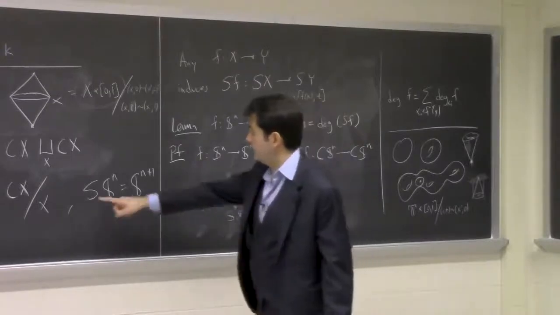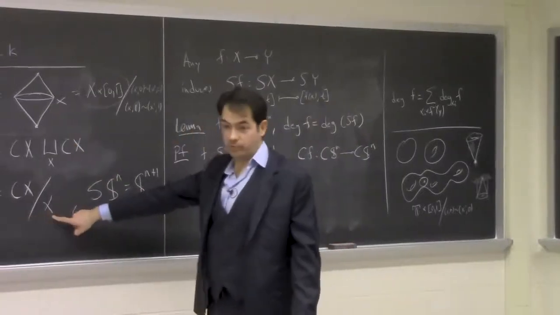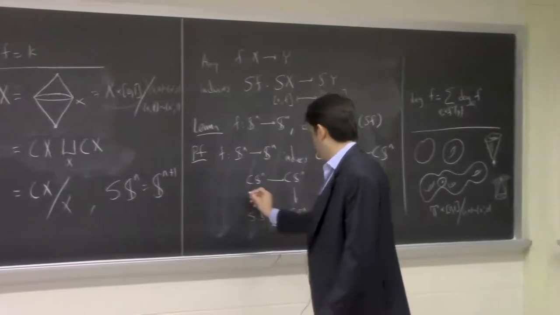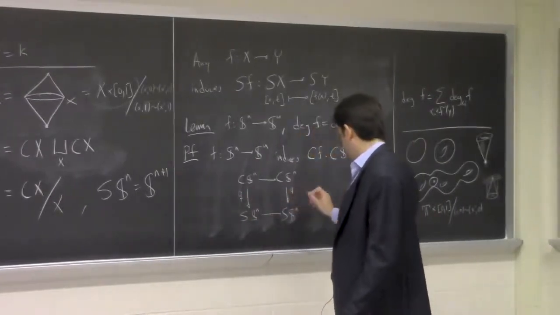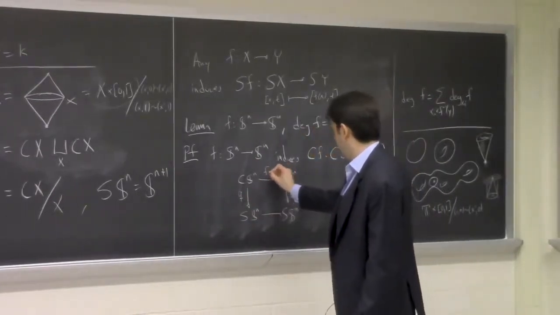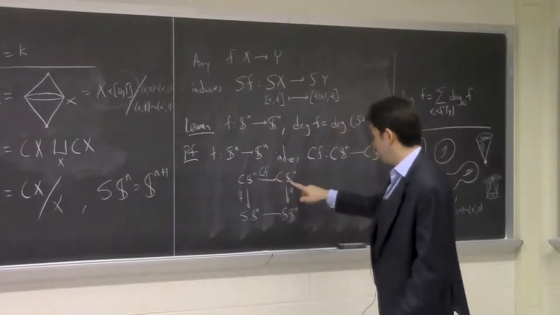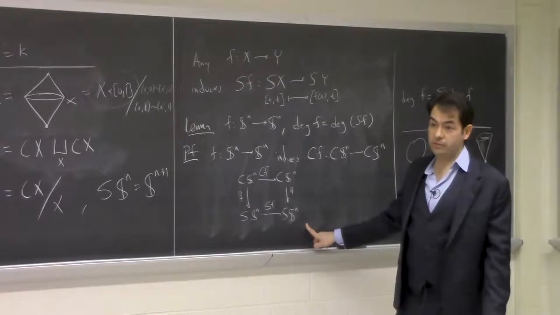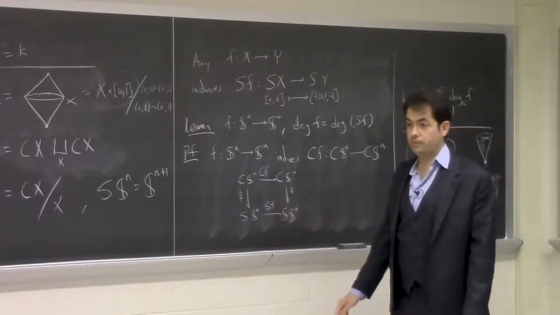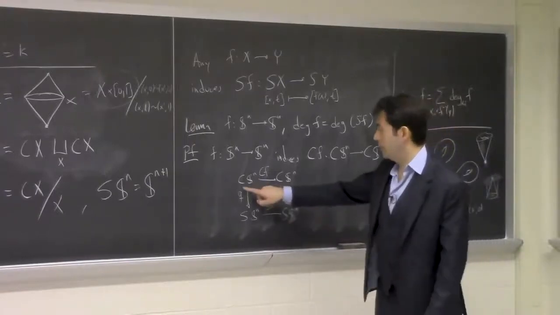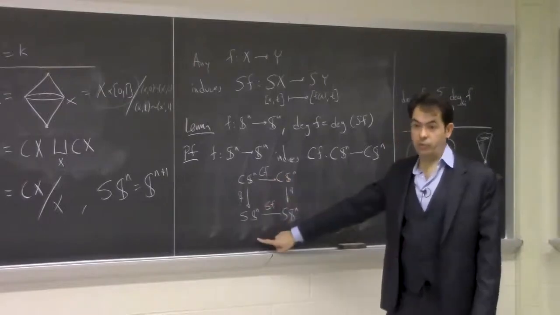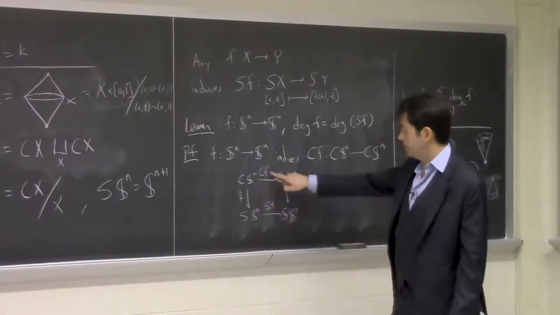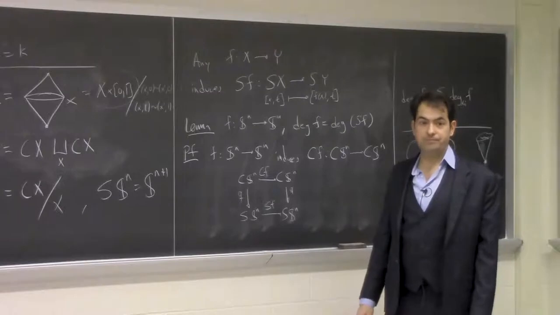So I can think of the suspension as being the cone where you've collapsed X. And so this is the quotient map. And the induced map on the cones commutes with the induced map on the suspension with the quotient map. Right? Because you're just taking everything on the base and collapsing it to a point here, collapsing it to a point here, and so this map and this map commute.